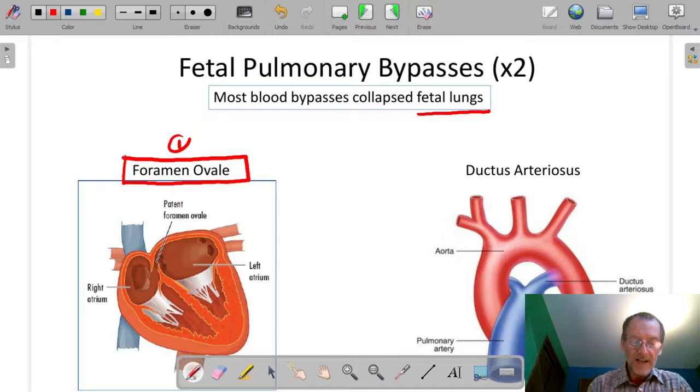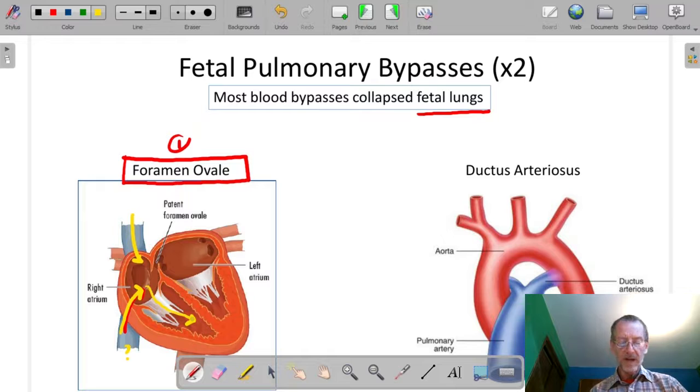So blood that has returned to the right, I'm going to use yellow, to the right atrium through the superior and inferior vena cava. You can identify those. It would normally flow, and some of it still does, into the right ventricle, where it will then be pumped out through the pulmonary valve into the pulmonary trunk.